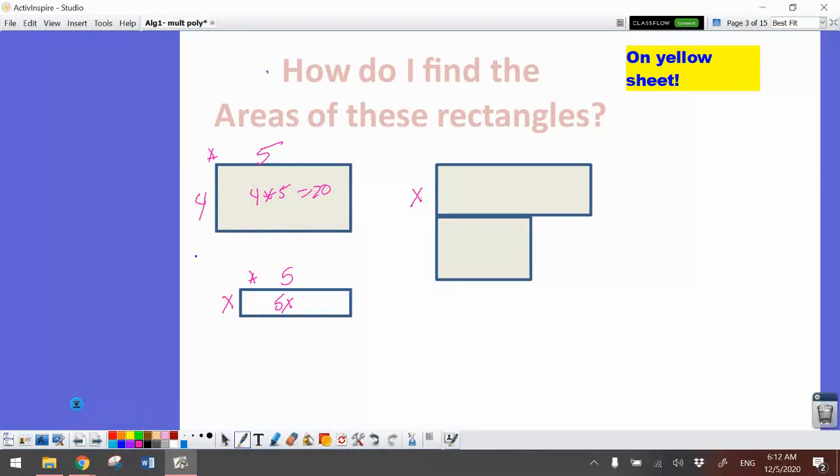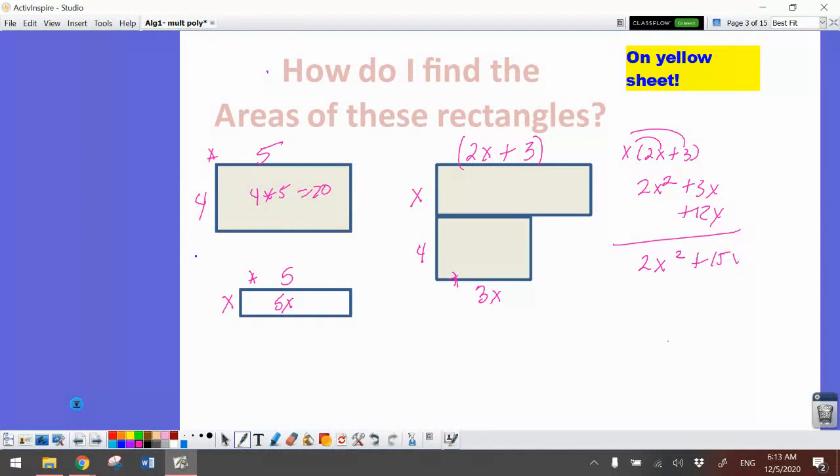Well, what if this was x, and this was 2x plus 3, and this was 4, and this was 3x? How would I get the area of the shaded region? Well, this first part is really a distributive property. So I have x times 2x plus 3, which would be a 2x squared plus 3x. And then if I multiply these two, I have a 12x. So that would give me 2x squared plus 15x. So I'm really still multiplying monomials times monomials. I'm just thinking about it in terms of an area model.